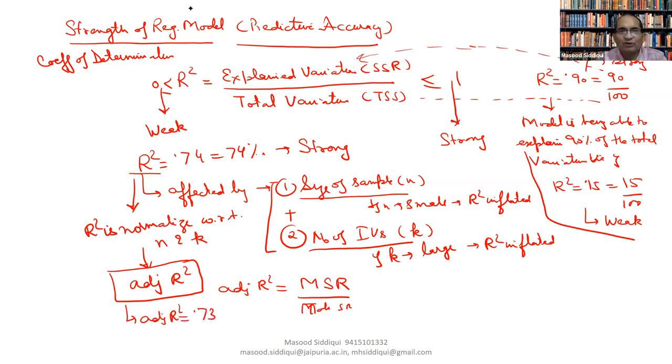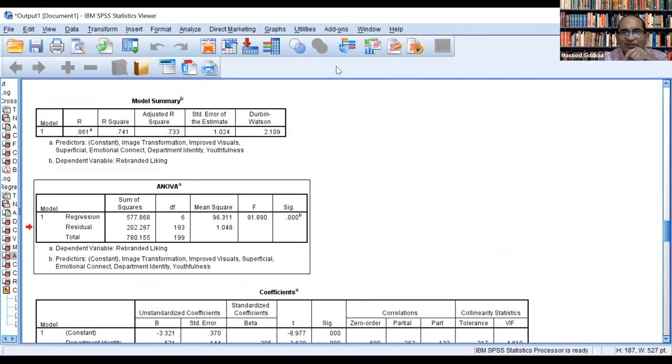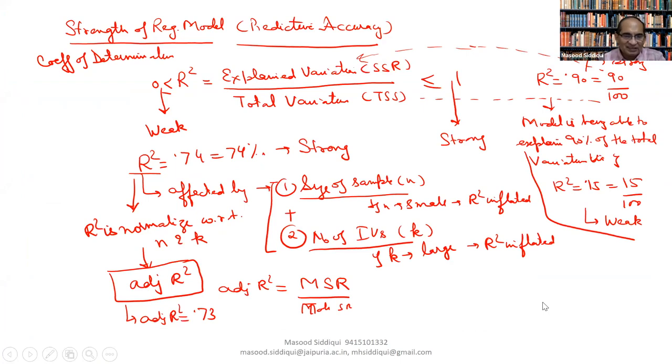Let me show you the output. Yeah, we have adjusted R square as 0.733. So we are having adjusted R square as 0.73. So again, it gives 73%, which again gives the impression of a strong model. So as you see, here we are having R square as 0.74 and adjusted R square as 0.73. If you observe, there is not much of a difference.